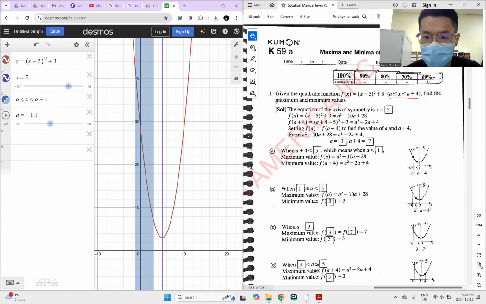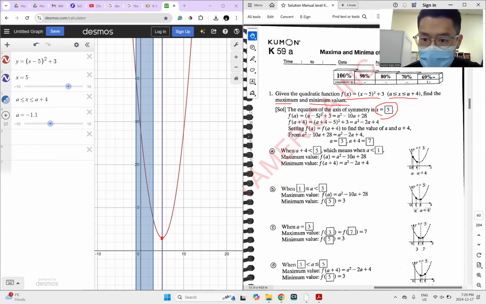Okay, so we're trying to find the maximum and minimum values. The solution is the equation of the axis of symmetry. Always find the axis of symmetry first, because it allows us to find the absolute maximum or minimum. In this case, because of how the graph looks, I will have an absolute minimum point because this is concave up. At the axis of symmetry, which is also my vertex, I will have my minimum point: when x is equal to 5, y is equal to 3. So this is pretty easy for us to find out.